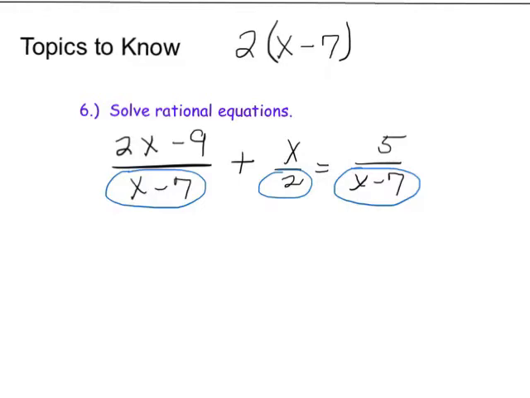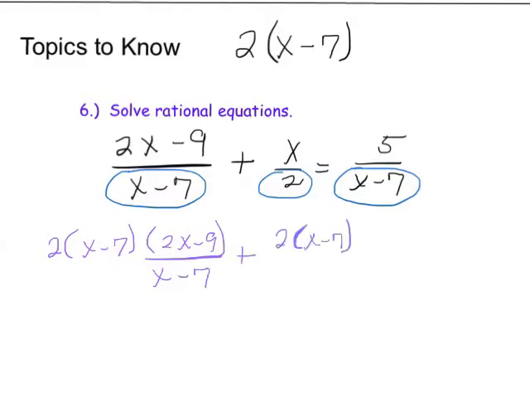Let me choose a purple color here, and I'm going to take 2 times the quantity x minus 7, and multiply it by all three terms. So I'm going to multiply it by the 2x minus 9 over x minus 7, plus 2 times the quantity x minus 7 times x over 2, equals 2 times x minus 7 times 5 over x minus 7.